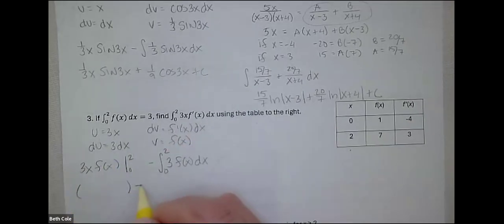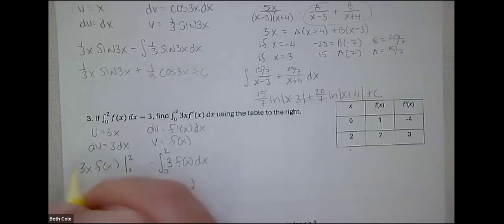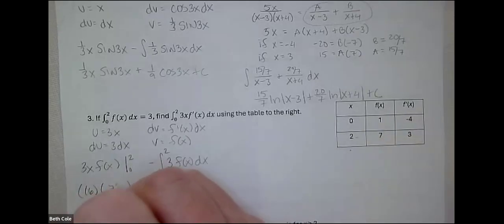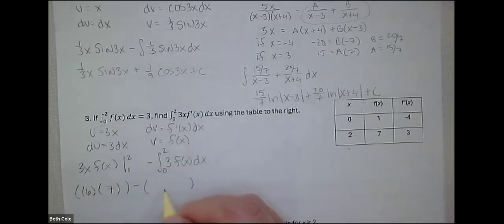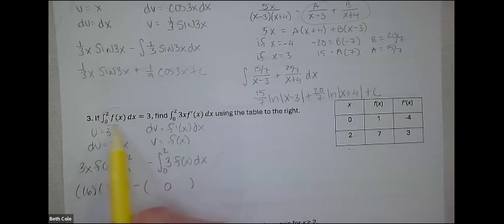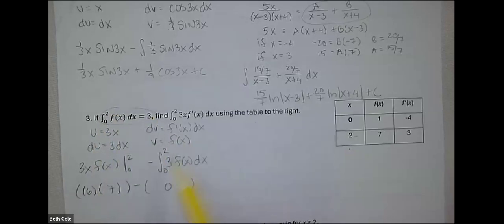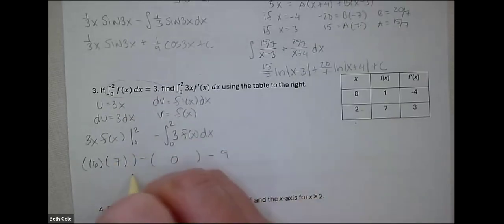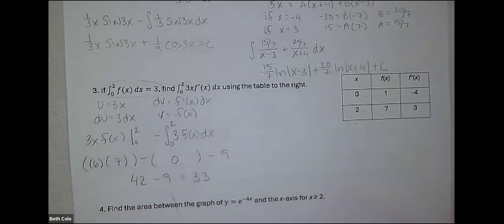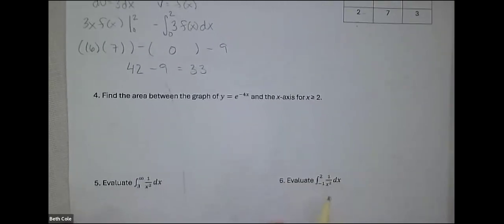So this first part, we're going to do upper minus lower. If I plug in 2, 3 times 2 is 6. F of 2 is 7. If I plug in 0, the whole thing is actually just going to be 0. And then this part, ignoring that 3 for a second, integral from 0 to 2 f of x dx is given right here. We're told that that's 3, and I just need to multiply it by that 3. So 3 times 3 gives you 9. We get 42 minus 9, which is going to be 33 for our final answer. So you get a numeric answer which represents area.